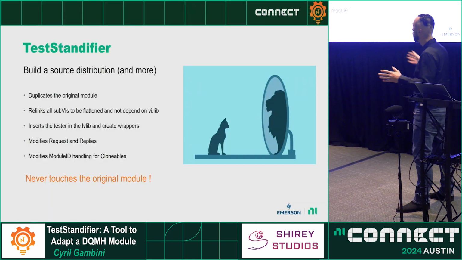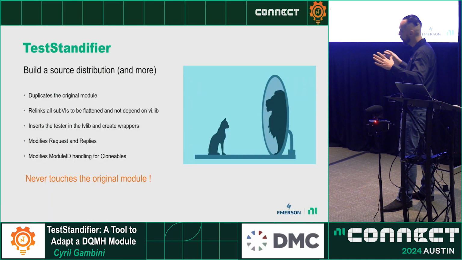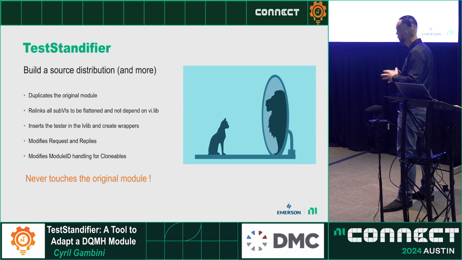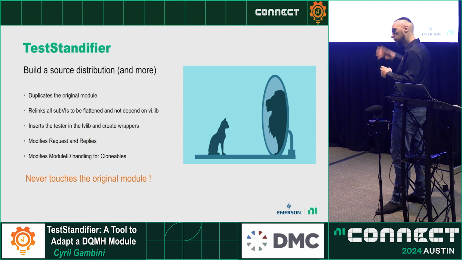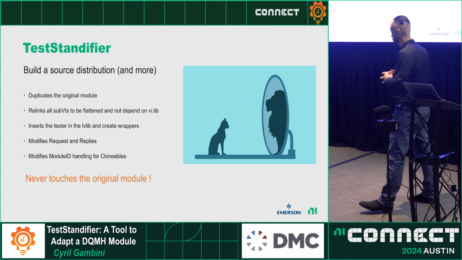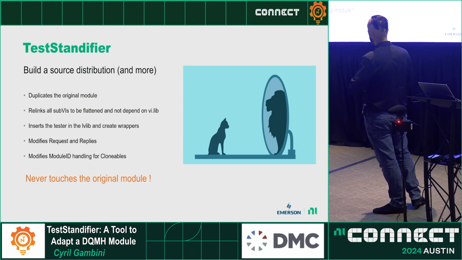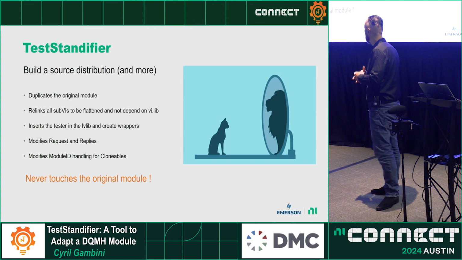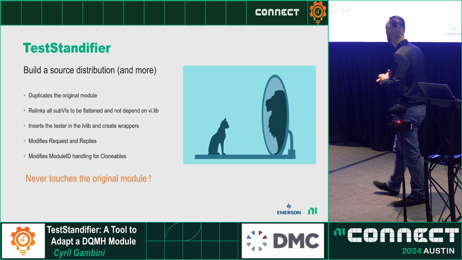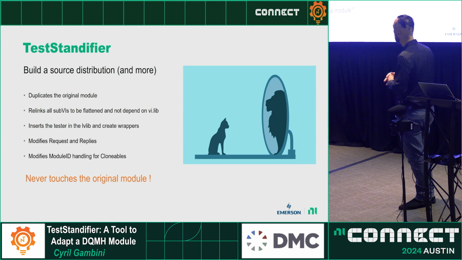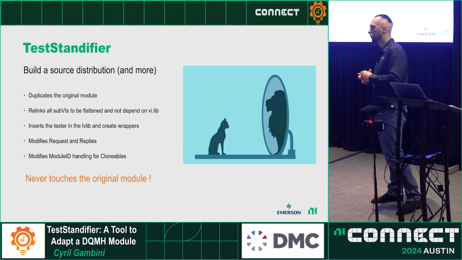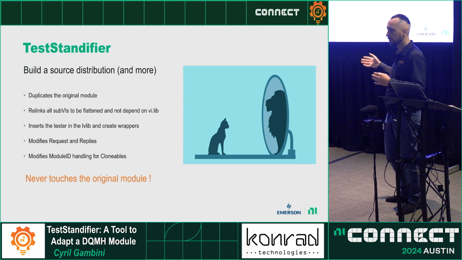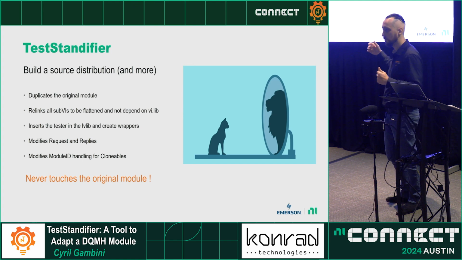And we'll relink all the sub-VIs to be flattened, and the new DQMH modules that we create thanks to the source distribution are all self-dependent, which is very important for a second thing that we are doing after. And we modify the module slightly in the source distribution output. So we insert the tester into the library, and we create wrappers on top of it. These wrappers will allow us after to run the tester in a parallel execution and to remove the fact that the tester is a blocking loop.